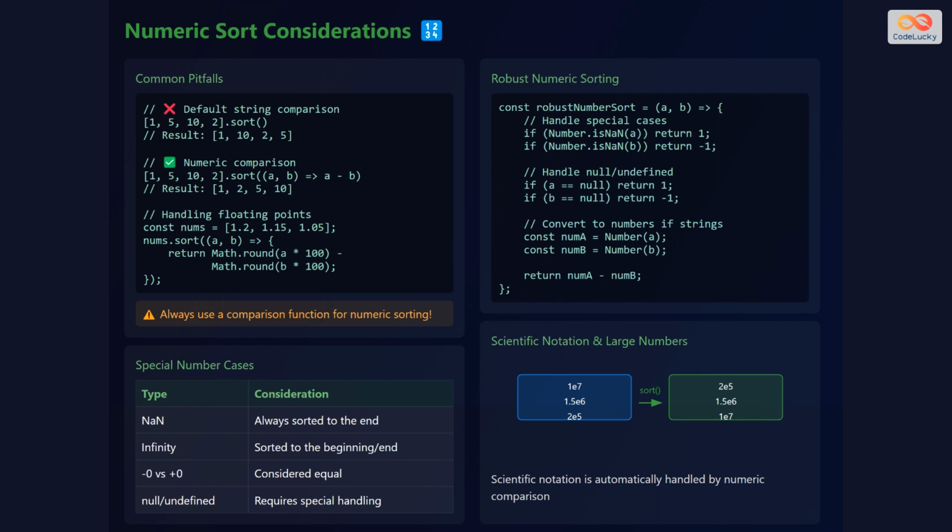For special number cases, not a number is always sorted to the end. Infinity is sorted to the beginning or end. -0 and +0 are considered equal, and null or undefined require special handling. A robust number sort function can handle all of these cases. It handles not a number, null, and undefined. It also converts values to numbers if they are in the form of strings. Scientific notation and large numbers are automatically handled by numeric comparison.